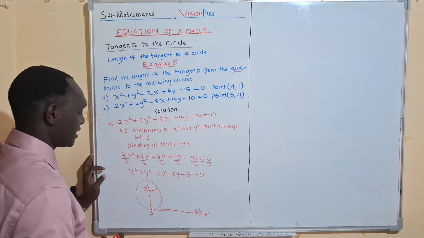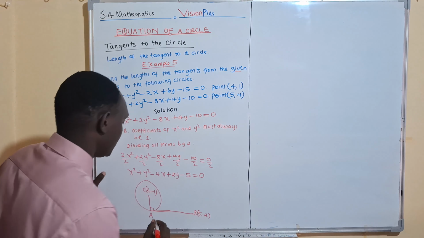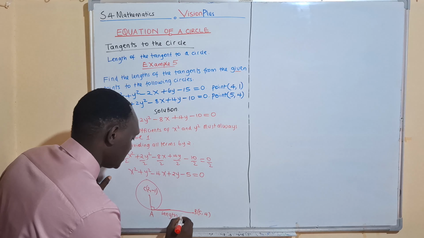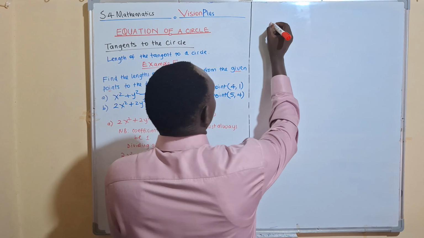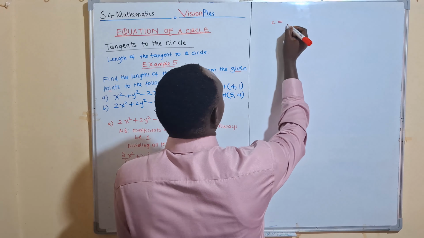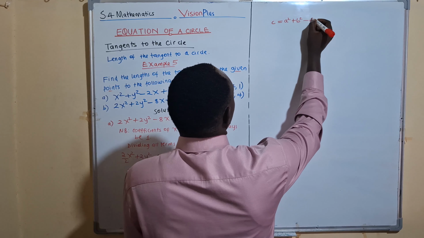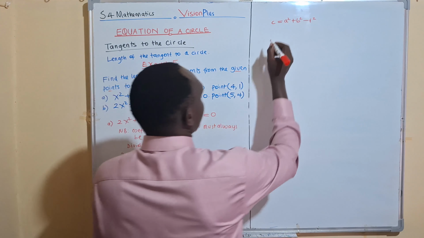So let us find the radius so that we can go on to find the length. This is the length we are looking for, the length of the tangent, length AB. So for us to get the radius, we know the formula that C in the expanded form is given by A squared plus B squared minus R squared. What is C? C in this case is -5.